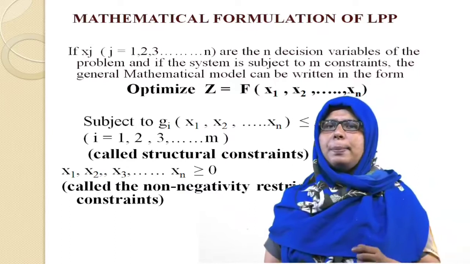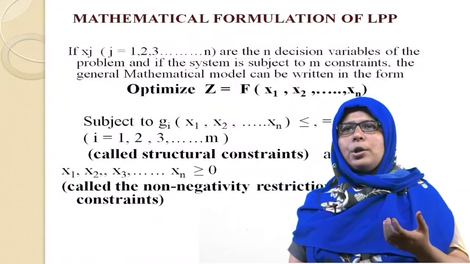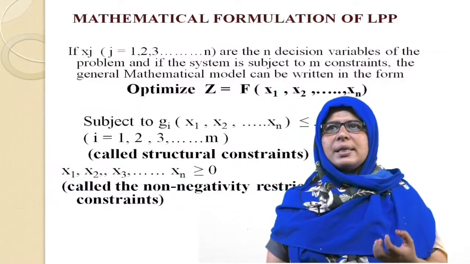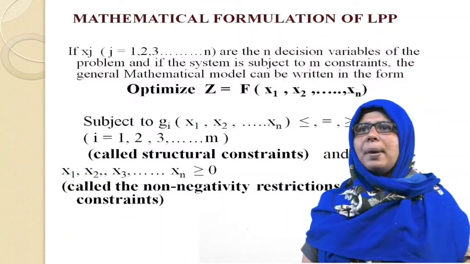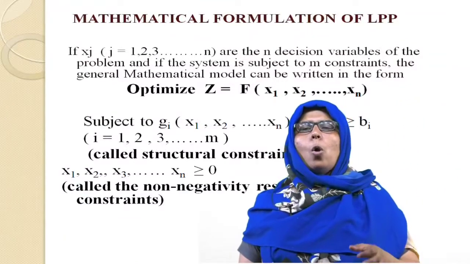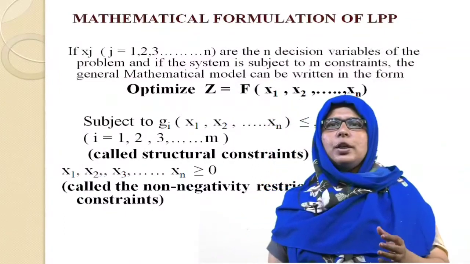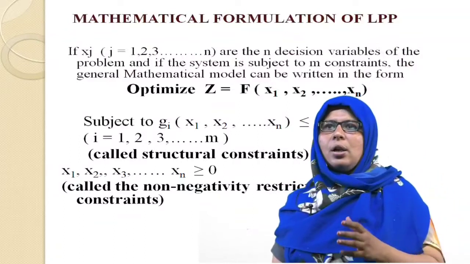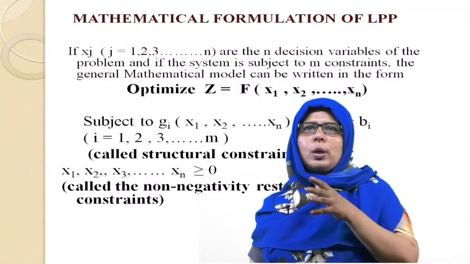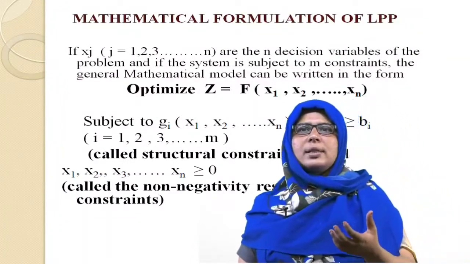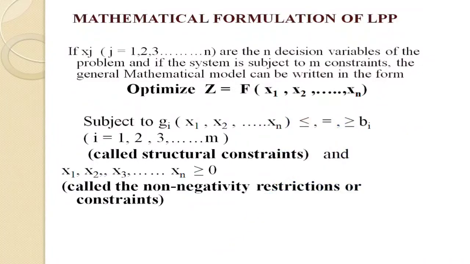Mathematical formulation of LPP. If xj, j equal to 1, 2, 3, up to n are the decision variables of the problem, and if the system is subject to m constraints, the general mathematical model can be written in the form: optimize z equal to f of x1, x2, up to xn, subject to gi of x1, x2, up to xn less than or equal to, equal to, or greater than or equal to bi, which are called structural constraints, and x1, x2, x3, up to xn greater than or equal to 0, which are called the non-negative restrictions or constraints.